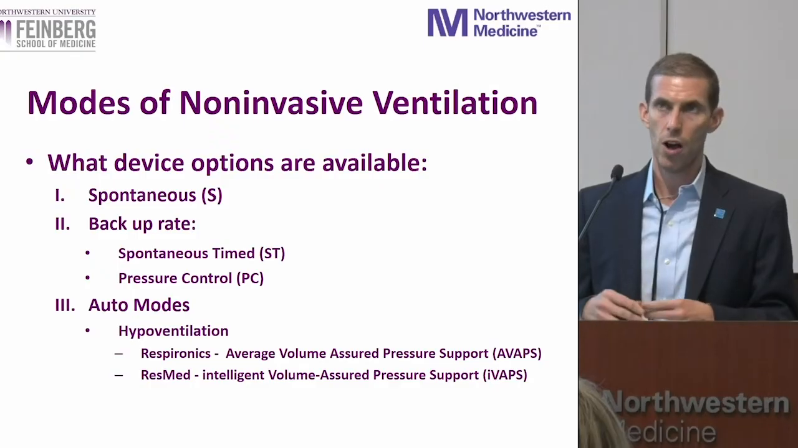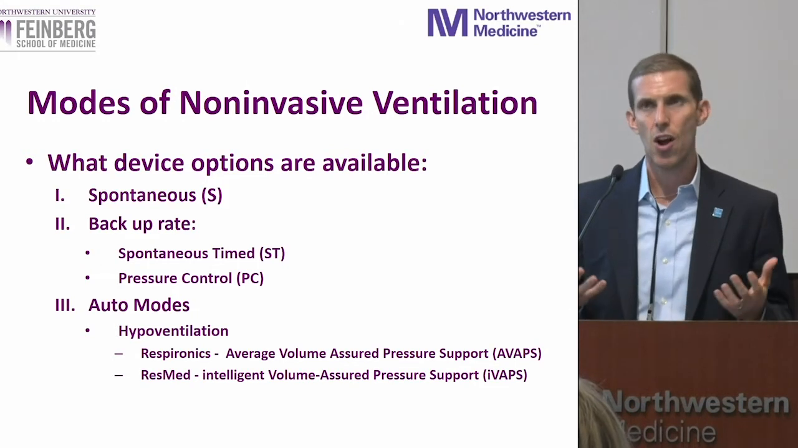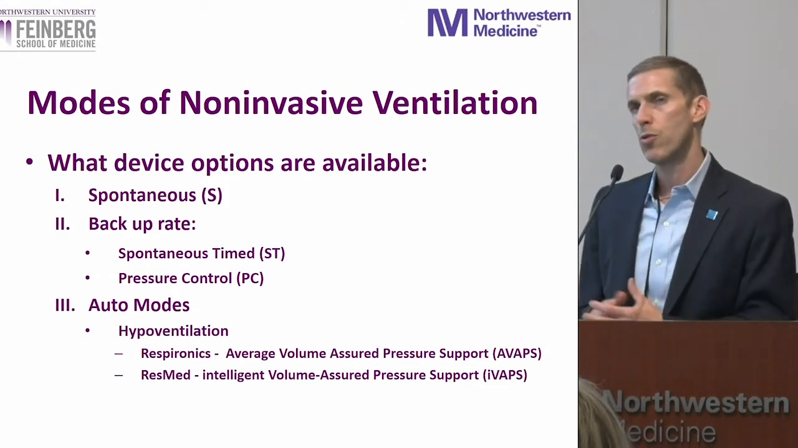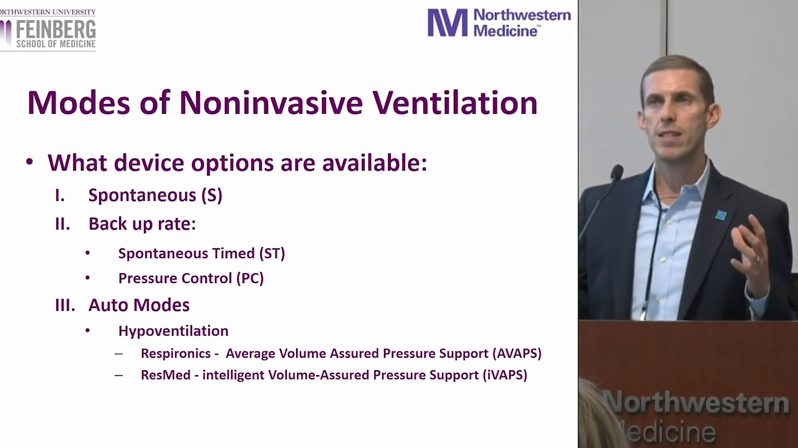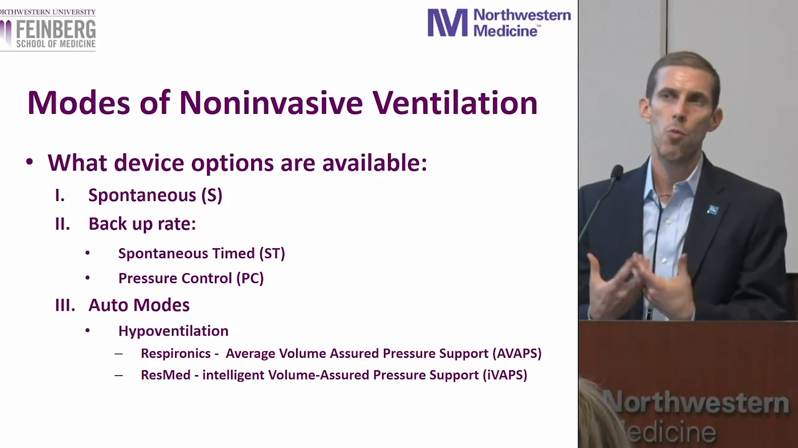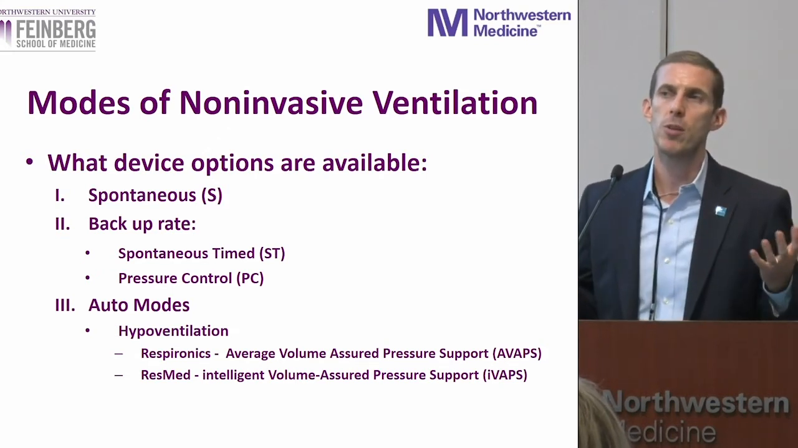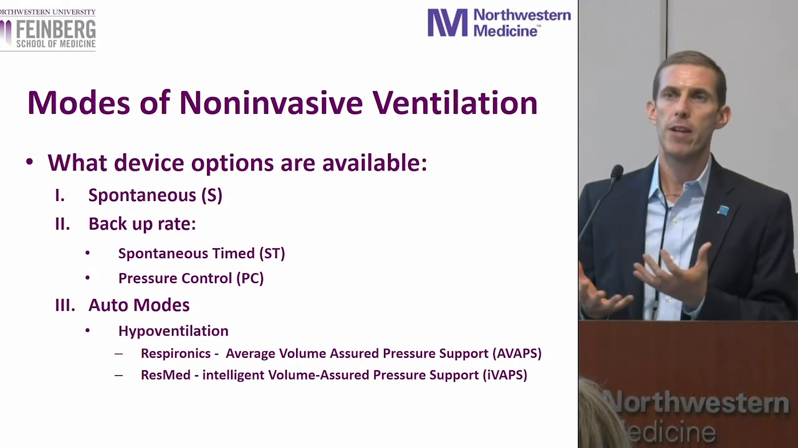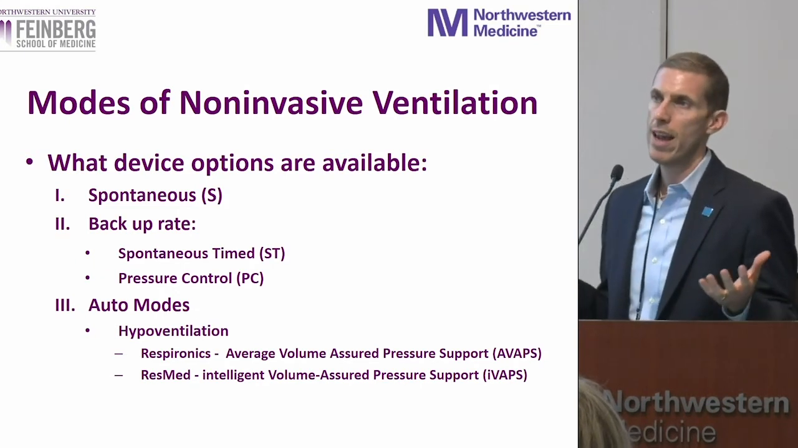Over the last 5 to 6 years, there has been an evolution of newer modes or auto modes, which are good for hypoventilation. These are volume-assured pressure support modes. With these modes, you can tell the device what size breath you want it to give, and the device will adjust the pressures as needed to make sure that the patient always gets constant ventilation.